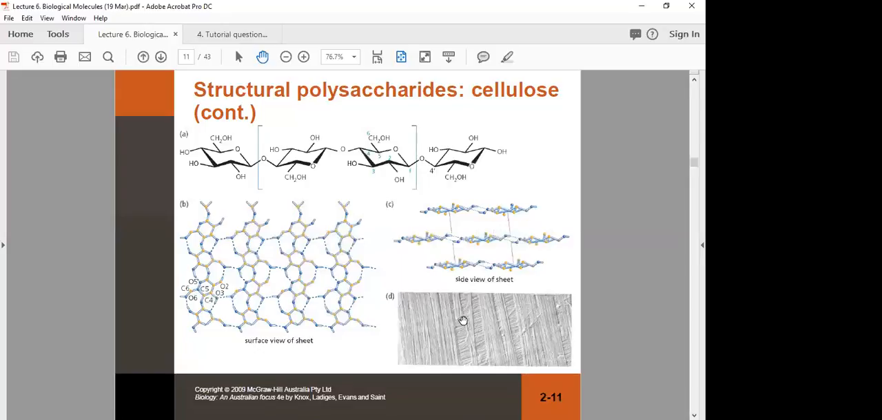And what you can see in this image here, this is an actual image of cellulose microfibrils running in different directions on the outer surface of a plant cell wall. This is what they actually look like. So that's cellulose. Remember that cellulose is composed of glucose monomers.